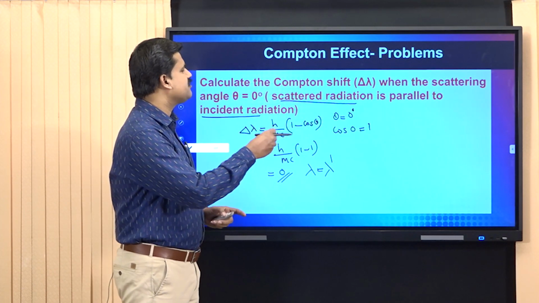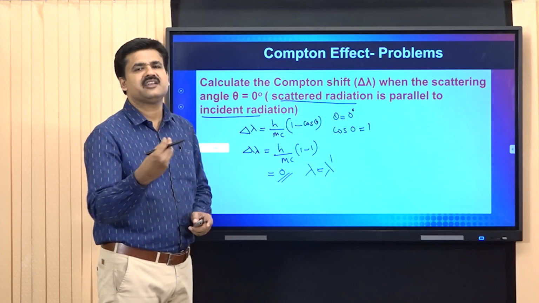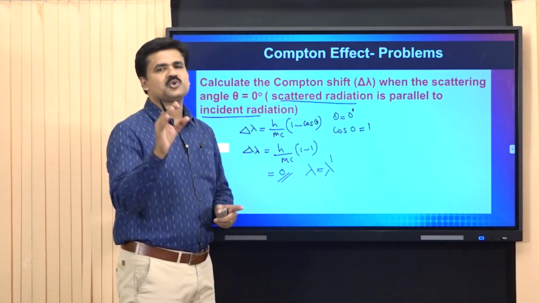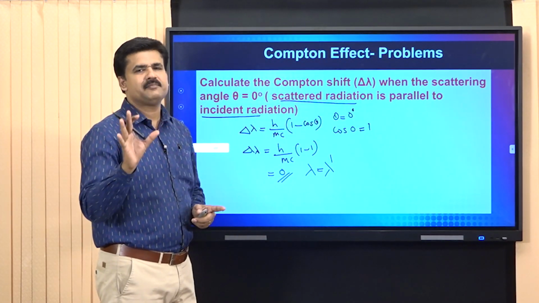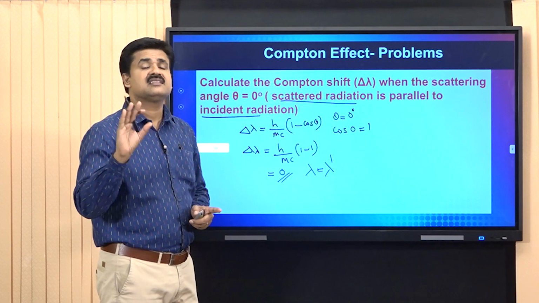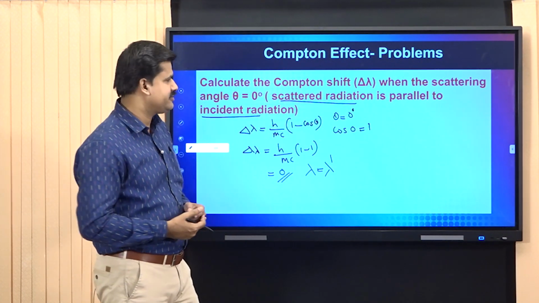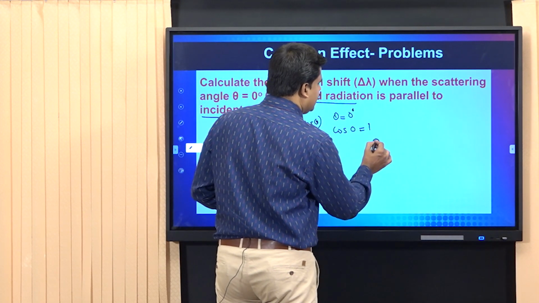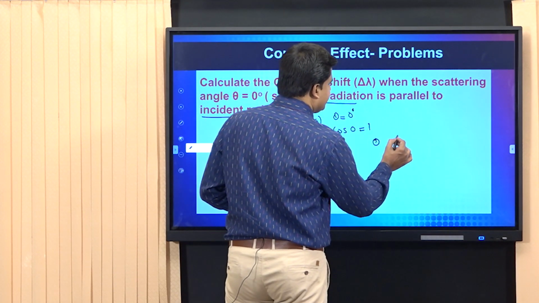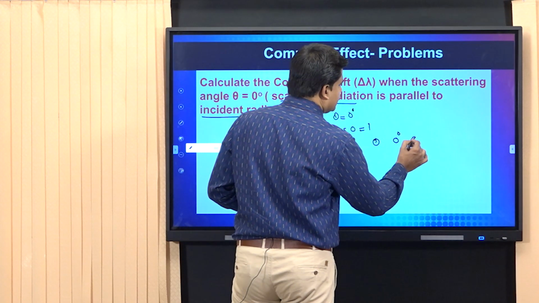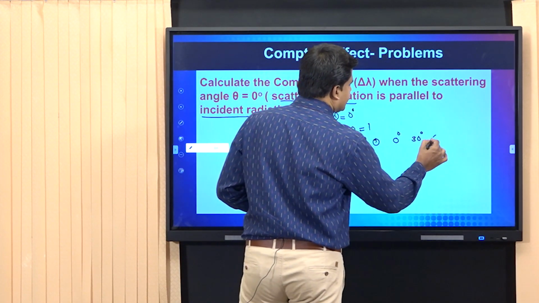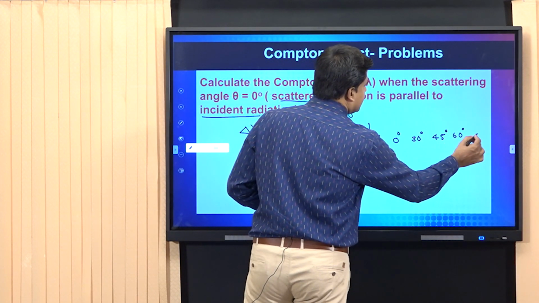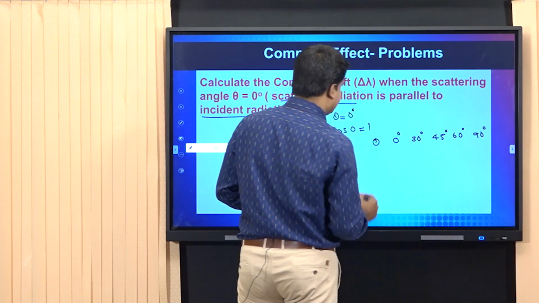We have to keep some important values of sin theta and cos theta for the sake of doing the problems. And I will show you a chart simply depicting common angles, their sine values and cosine values. And this is the chart. Angle theta, it may be 0 degree, 30 degree, 45 degree, 60 degree and 90 degree.